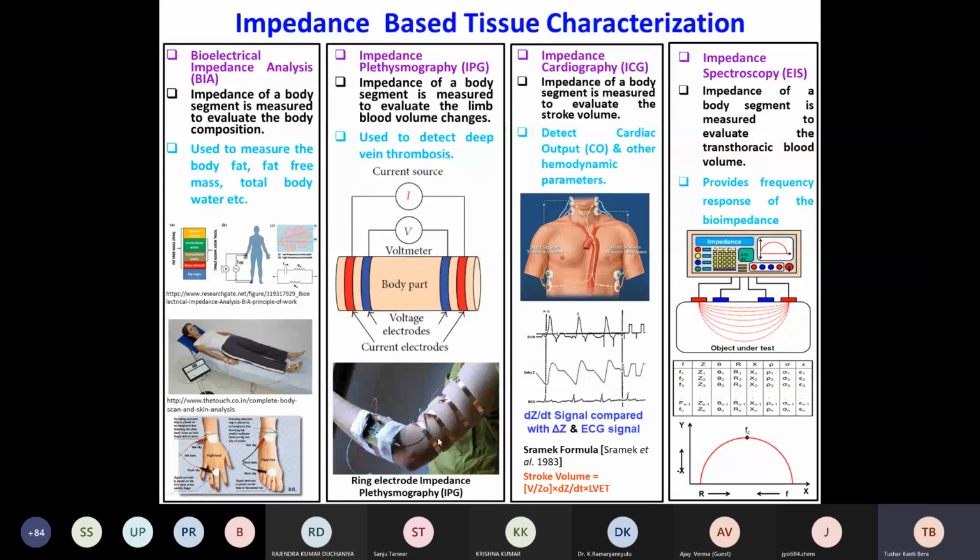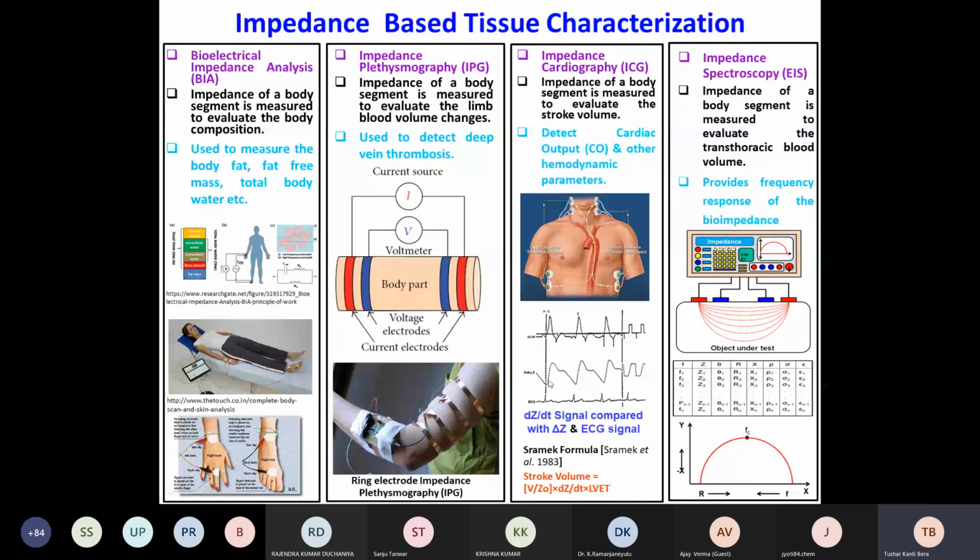This variation is called the impedance variation, because blood is a conductor in nature, and whenever some amount of blood is coming through the artery and going back through the vein, the conductivity of this body part will be changing. So the impedance variation will be found as a time-varying signal, which will be correlated with the ECG, because blood flows only with the pumping of the heart, and the heart pumps with the help of the ECG signal generated by the sinoatrial node.